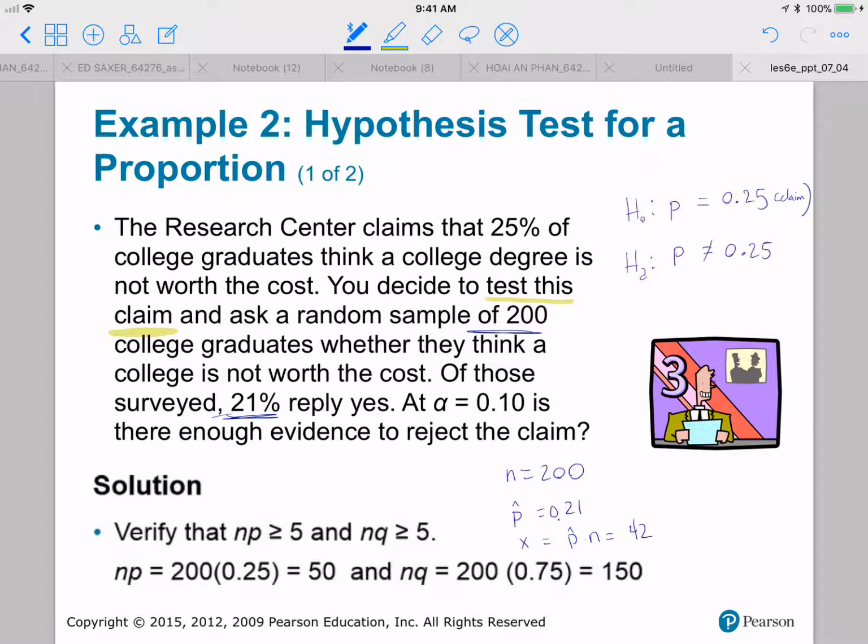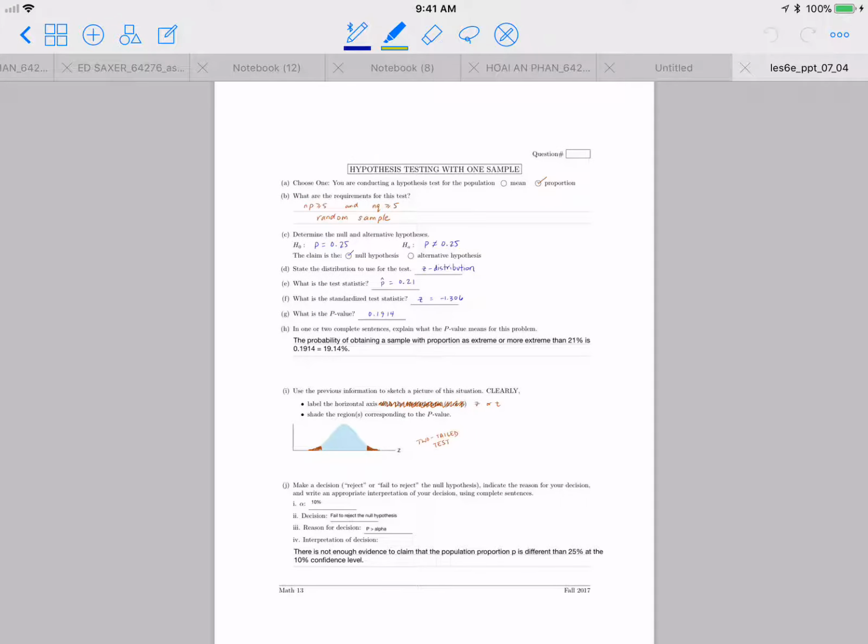So the first thing we're going to do is verify that N times P is greater than or equal to 5 and N times Q is greater than or equal to 5. So we can go ahead and write down what is P. Now this P and Q is your hypothesized proportion. So P is going to be 25%, 0.25, and Q is 1 minus P, so that'll be 75%. Okay, so we can check, and NP and NQ are in fact greater than or equal to 5, because one of them is 150 and the other is 50.